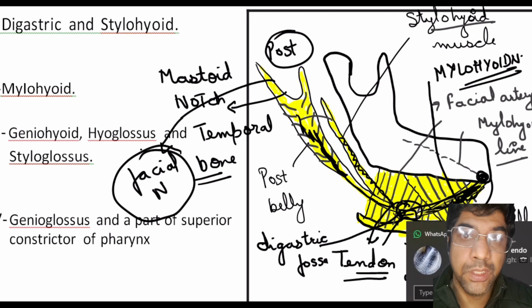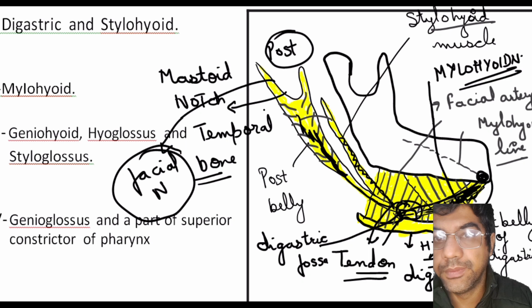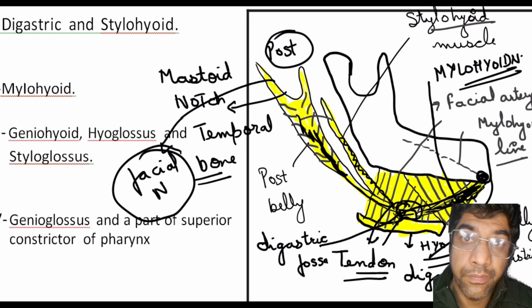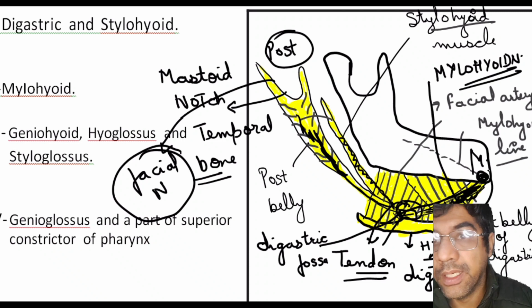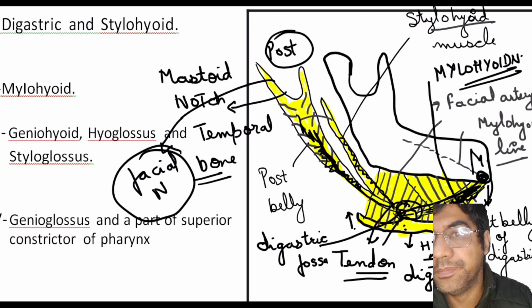Now the second question is the action of these muscles. The anterior belly helps pull the jaw down when you open your mouth widely, against resistance. Whereas the posterior belly of digastric helps you to elevate the hyoid bone.